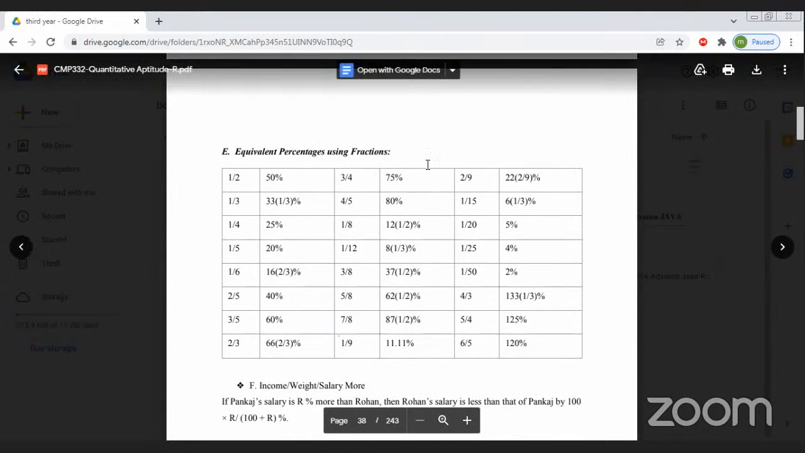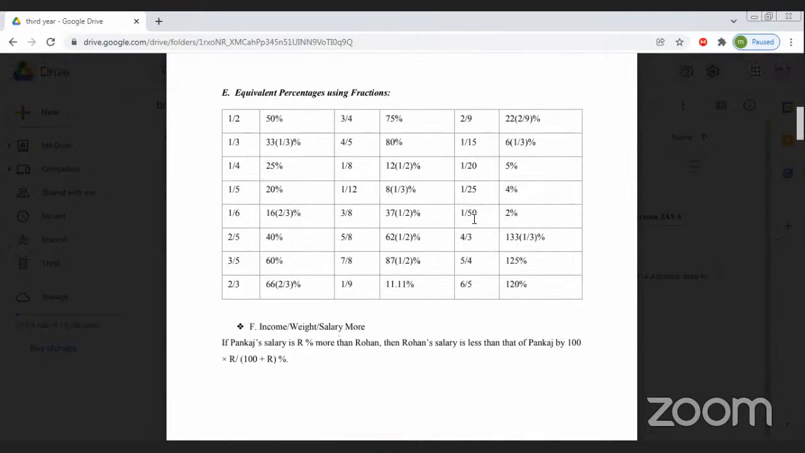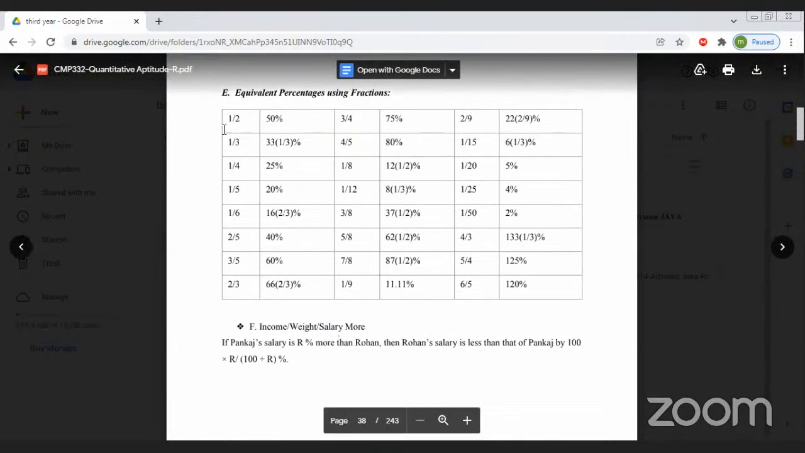Now this is the table for you all. See, when you solve it, that is half. It is in fraction, right? So half into 100. Two ones are 50. See, 50%. So when you are converting fraction to percent, you need to multiply. Keep this in mind.